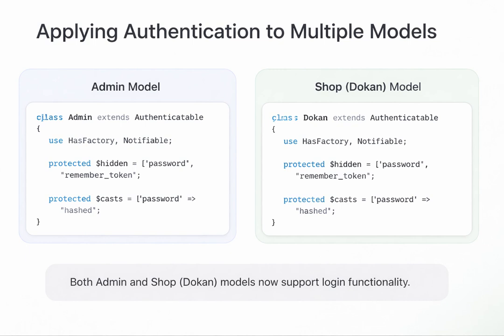The instructor applies this same authentication structure to two different models, the admin model and the shop model, which is referred to as the DOCON model in this project. Both models get the same treatment. They extend authenticatable, include the hidden array to protect passwords, and include the cast array for password hashing. This is a great example of how Laravel's authentication system is flexible. It's not just for the default user model. Any model in your application can be made authenticatable by following this same pattern.